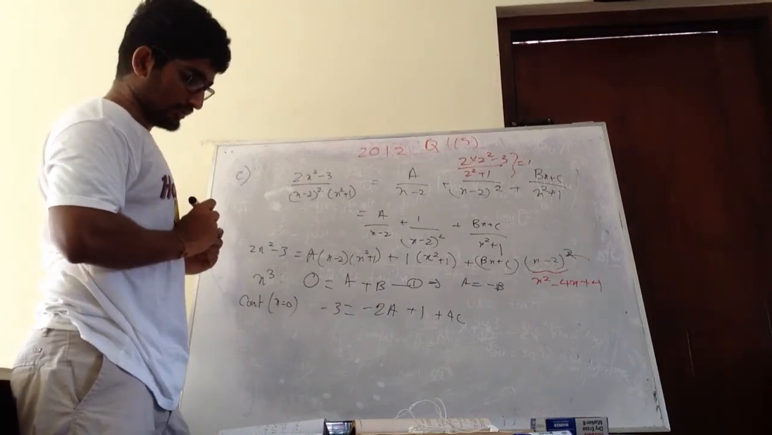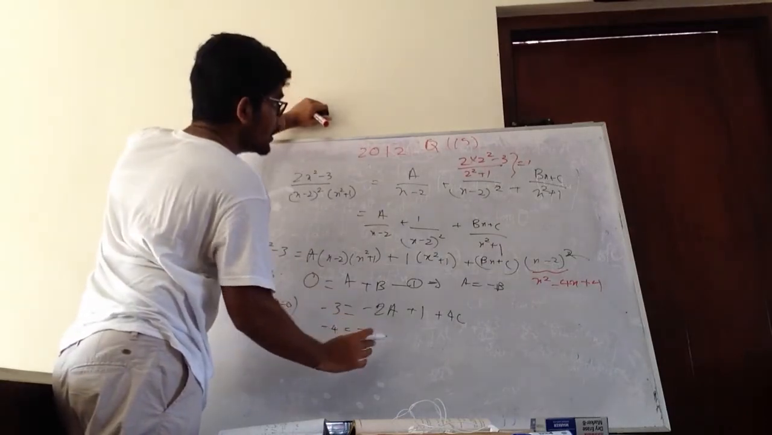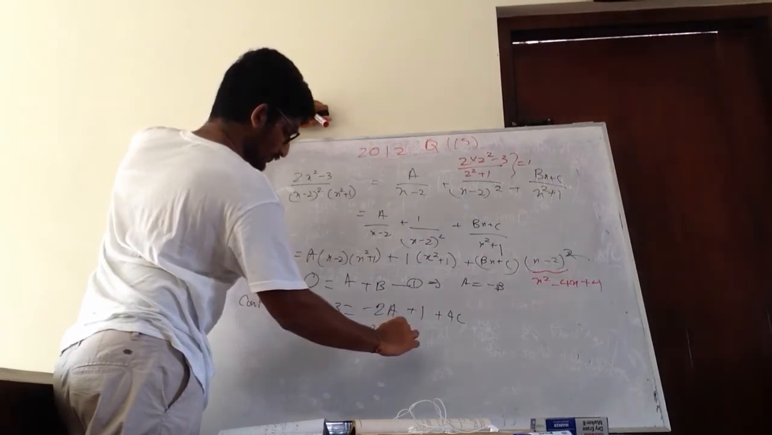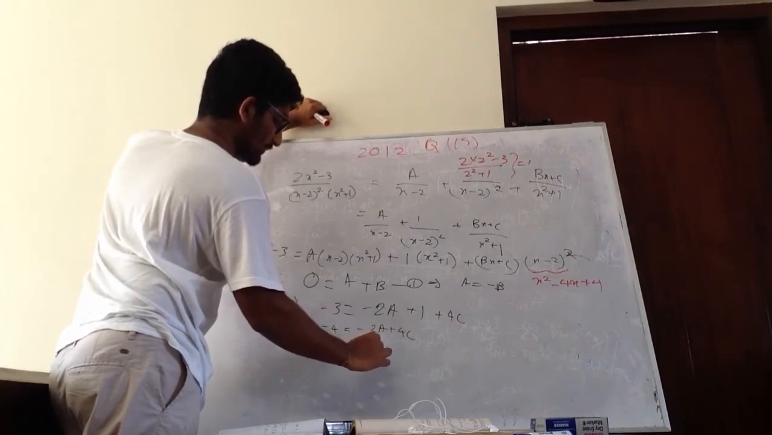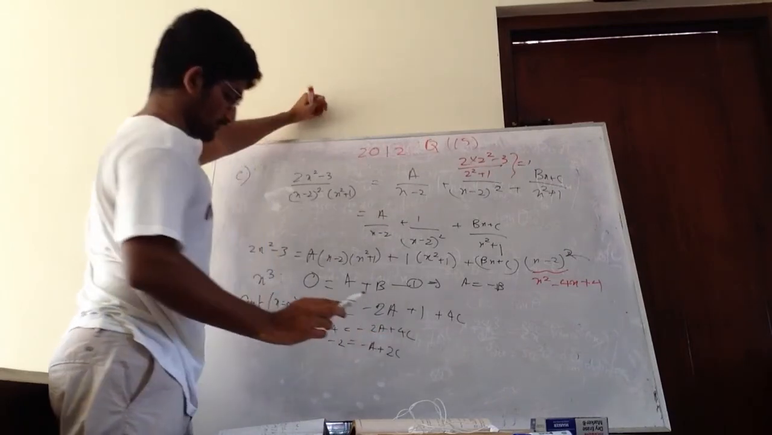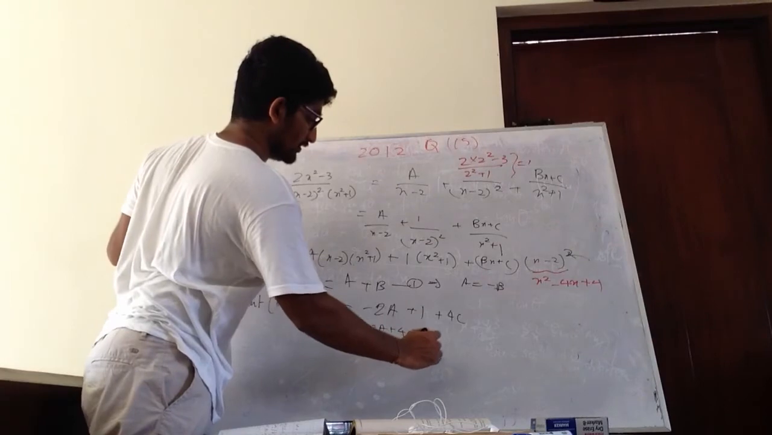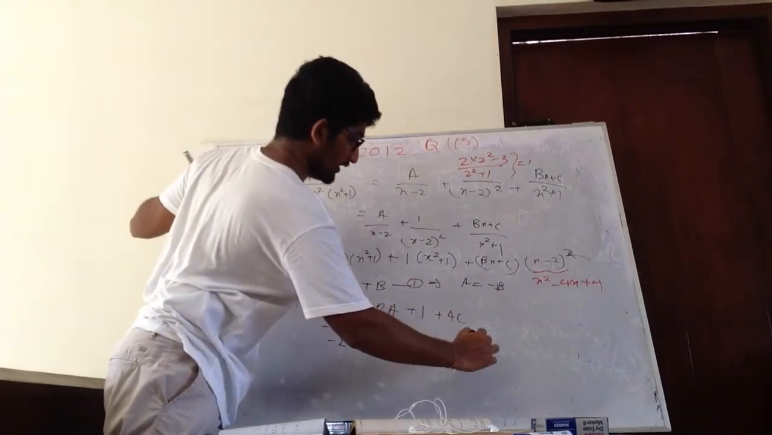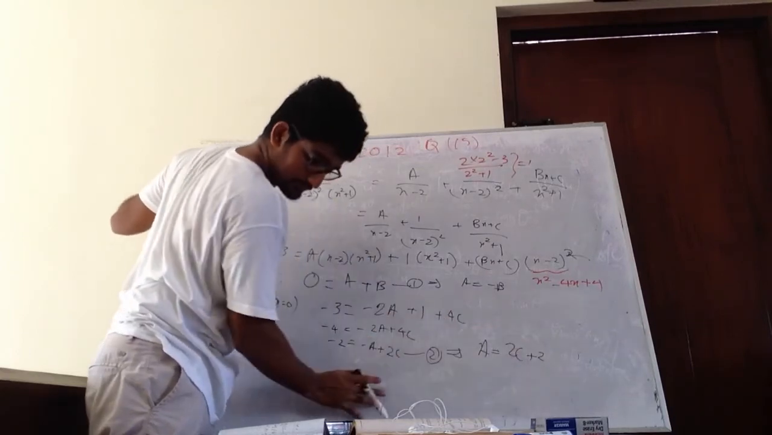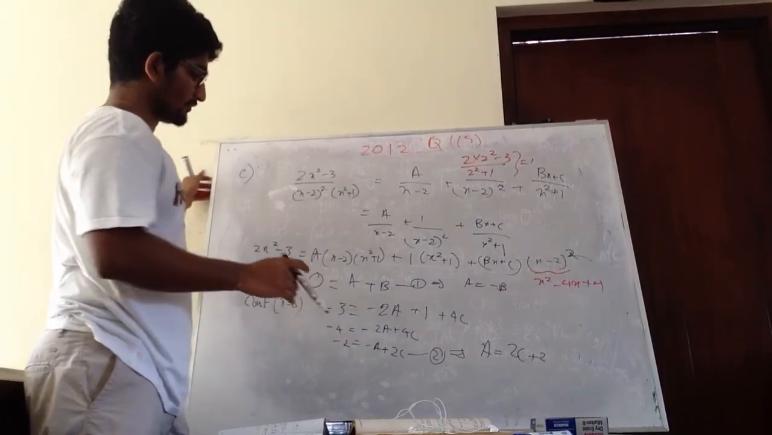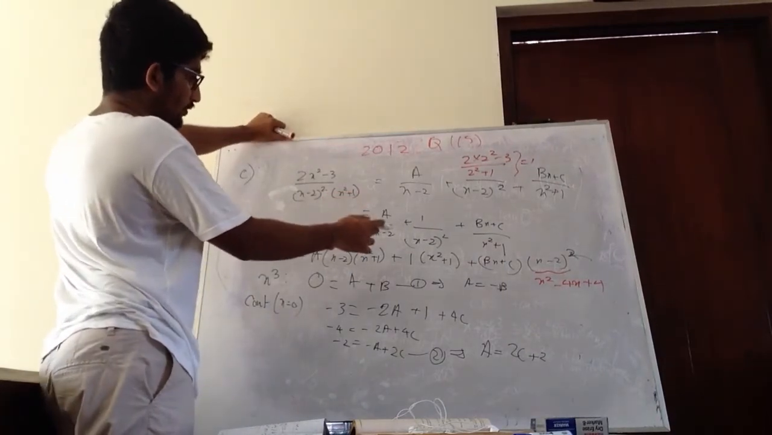Correct? So now here, if you put 1 here, you will get minus 4 equals minus 2a plus 4c. That means minus a plus 2c is equal to minus 2. Right, so this is the second one. So you can get a equals 2c plus 2. Correct, no? Then I'm going to compare the x squared part.